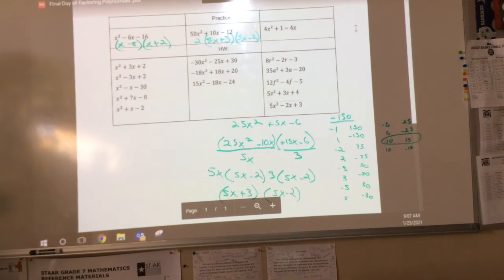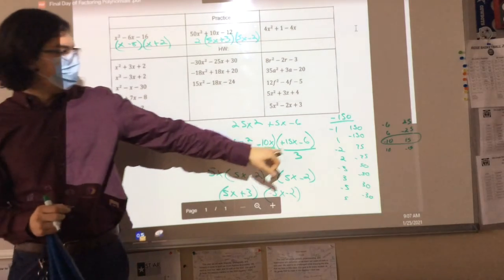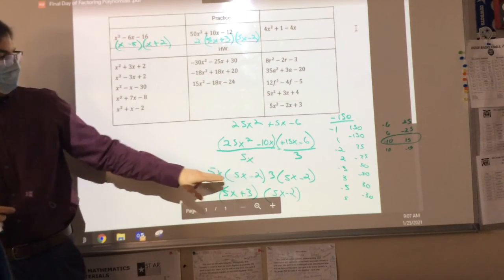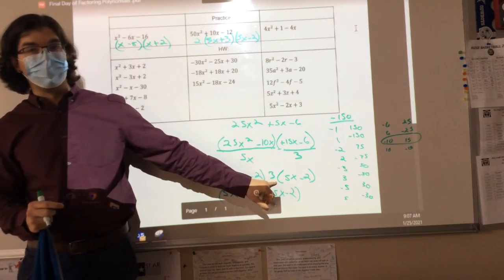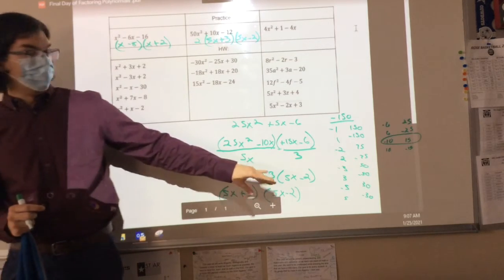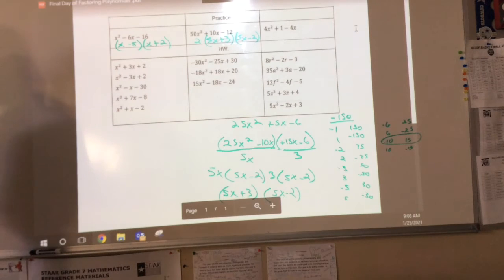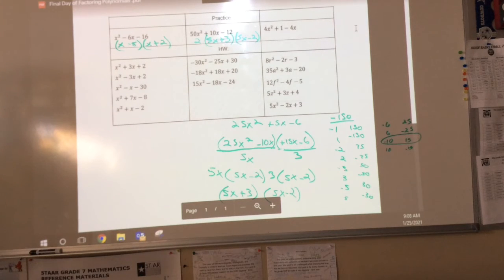Exactly. So here's what Steven said. He had these flipped, the negative 10x and the 15x, and he ended up with 5x minus 2 as the ones he factored out. And on the inside of his two binomials, he had 5x plus 3. So again, it balances out the same way. Okay? We're good there? Let's do this last example, then I'll give you guys time to work and I'll answer whatever questions you have.